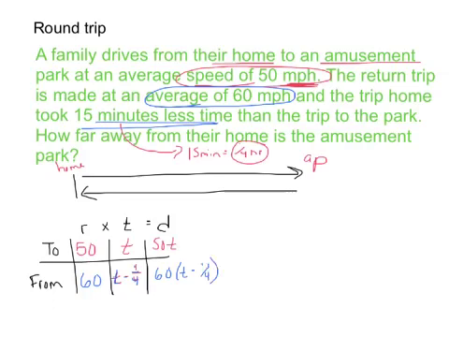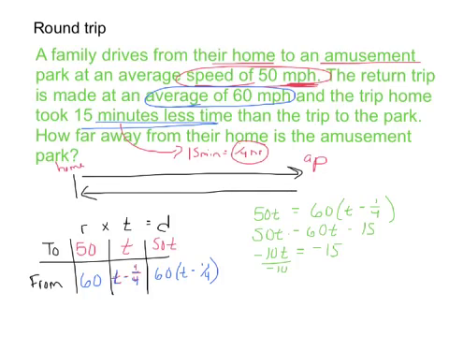Now, the distance from home to the amusement park will be the same thing as going from the amusement park to the home. It's the same distance. So, like most round trip problems, my distance to is equal to my distance coming home. So if I solve, 50t is going to equal 60 times t minus 1/4, which is 60t minus 15. Okay. If I subtract 60t, I get negative 10t is equal to negative 15. Divide by negative 10, divide by negative 10. My time, my t, is equal to 1.5. Okay, and the negatives cancel out.